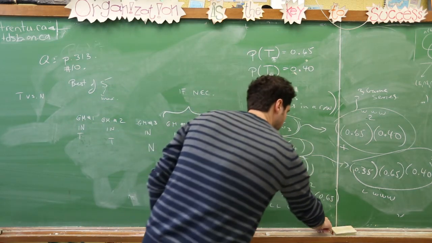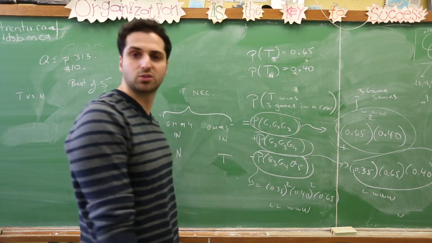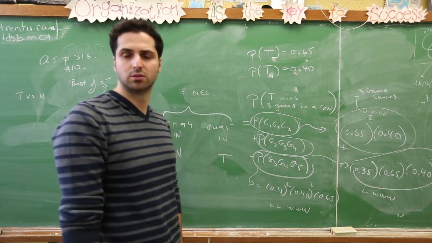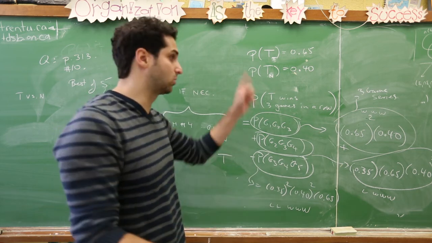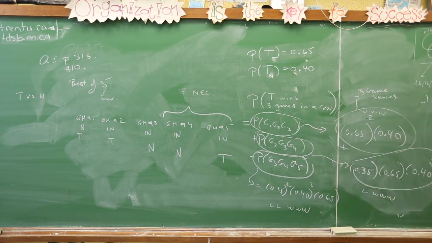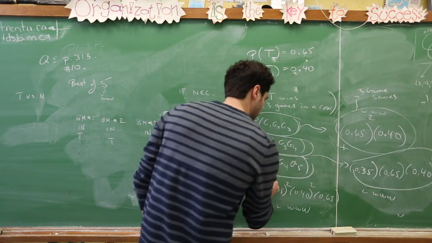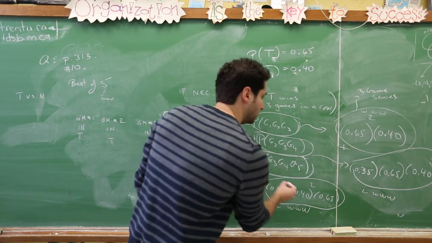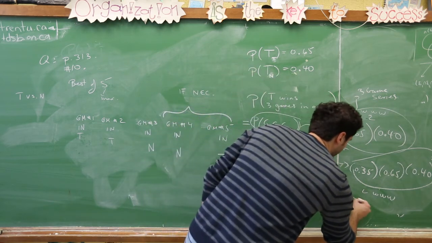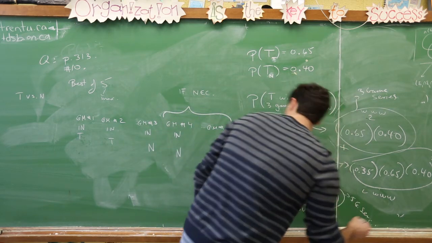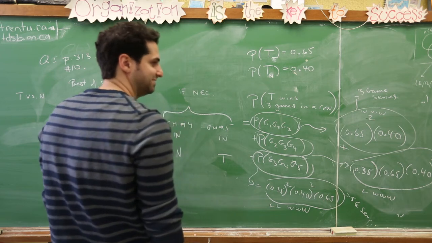So we actually have 2 more ways. For example, Toronto wins the first game, the 4th, and the 5th. No, but remember the original question was 3 in a row. Yeah, 3 in a row. So right here, this is a 5-game series.